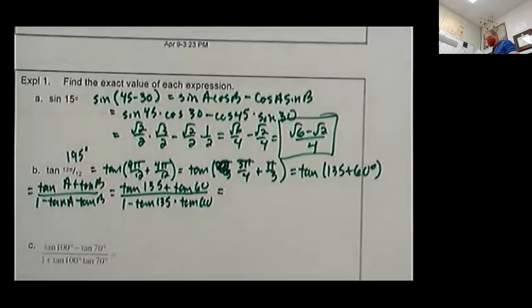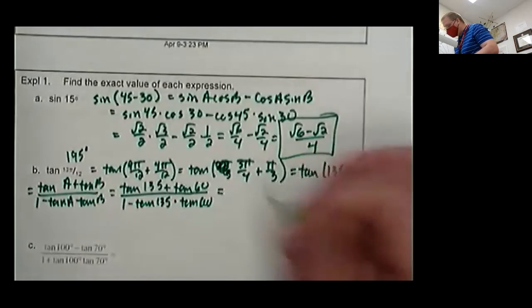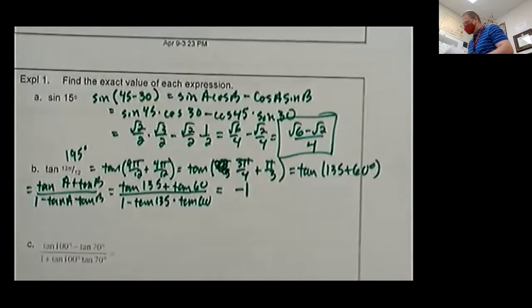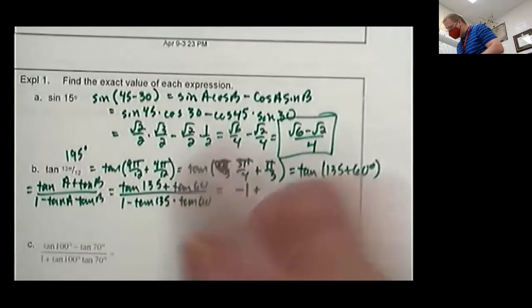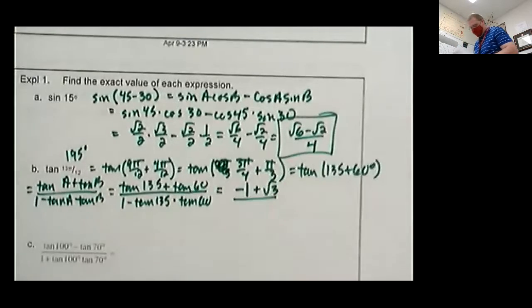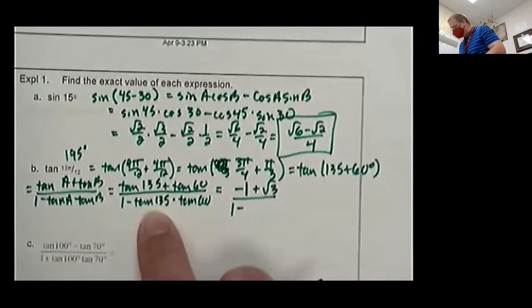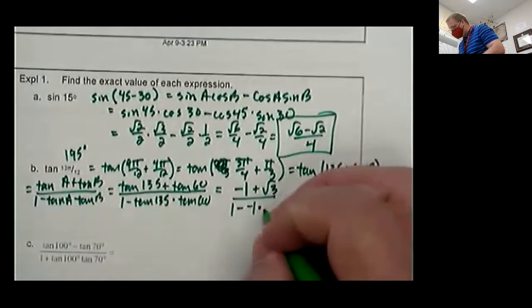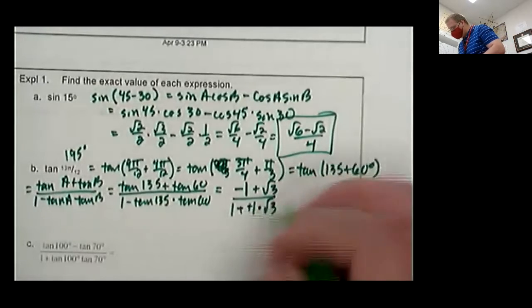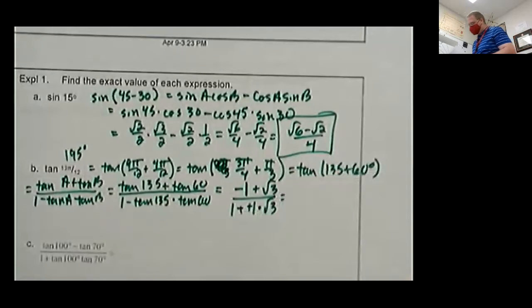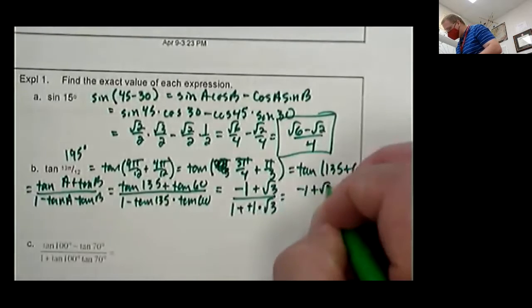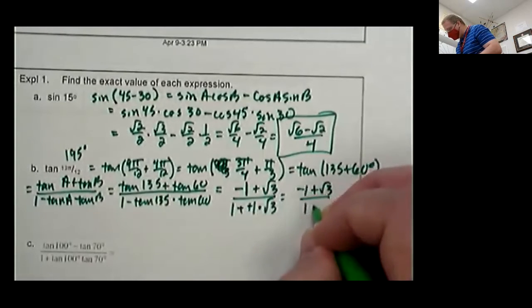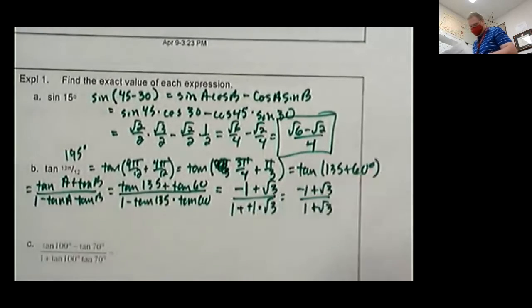So what is the tangent of 135? That's a 45 reference angle. So tangent of 45 is 1. Second quadrant is negative. So that's a -1 plus tangent of 60 is the big one. That's a √3 all over 1 minus tangent of 135. We already did that. That's a -1 times tangent of 60. That's a √3. Those negatives cancel. So we get a -1 plus √3 over a 1 plus √3.